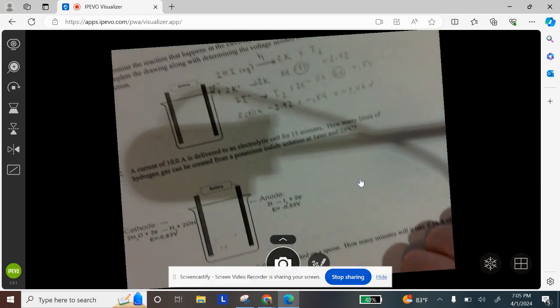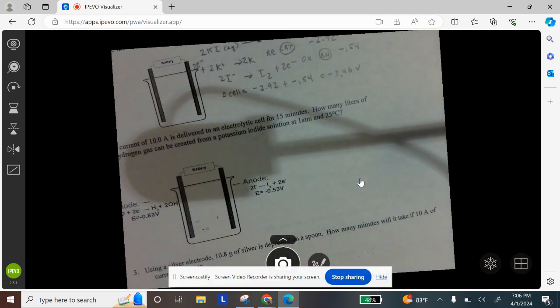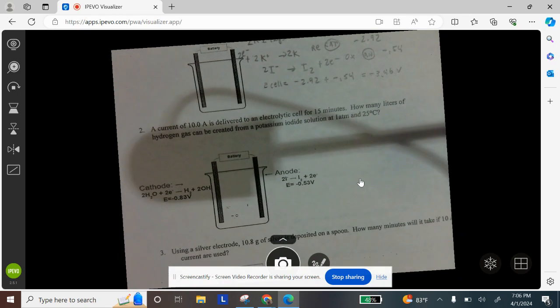Okay, next question. So this one's a little different because it has a time involved, and we haven't had anything with time involved here. And it's giving us the cathode and the anode, and it's even giving us the reduction potentials. So let's take a look at what we have here. It says a current of 10 amps is delivered to an electrolytic cell for 15 minutes. How many liters of hydrogen gas can be created from potassium iodide solution at 1 atm and 25 degrees C?